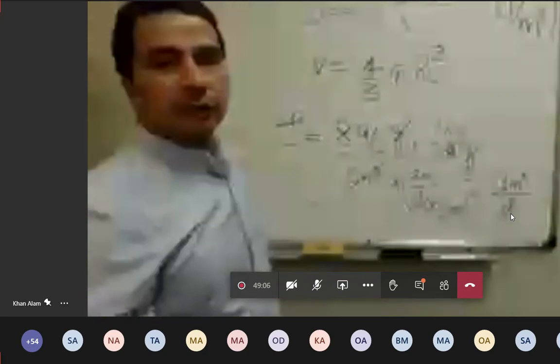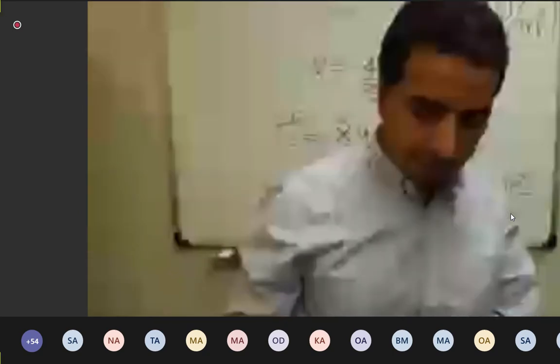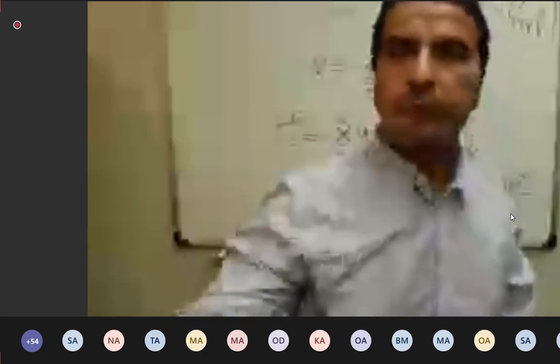So that's the conversion factor. That's how you are going to do it. Once you do this, bring this density and put it in the formula. That's the complicated step in this problem. The rest is quite straightforward.